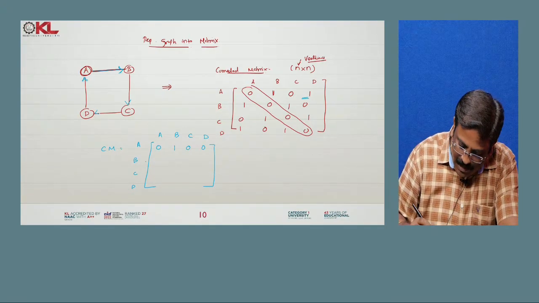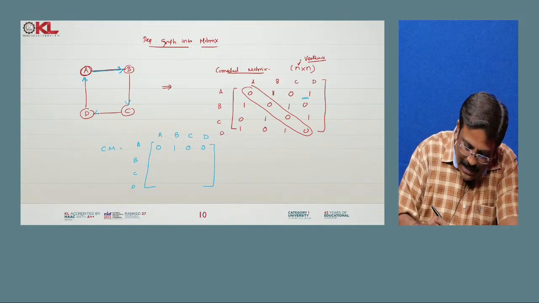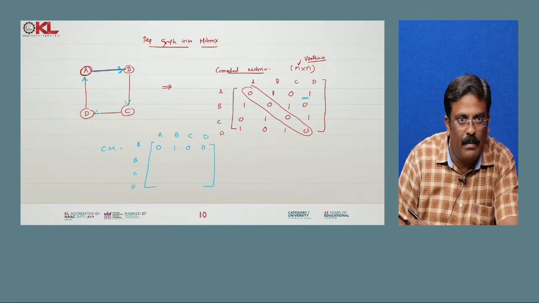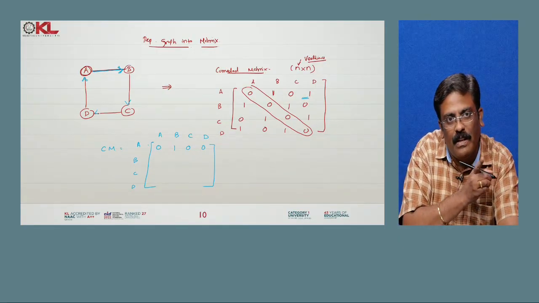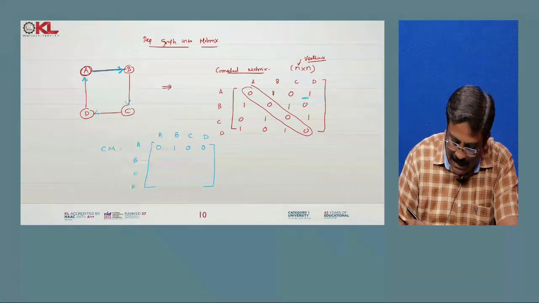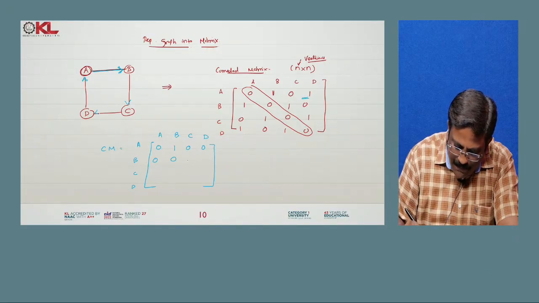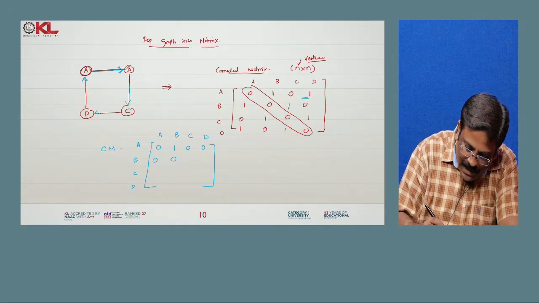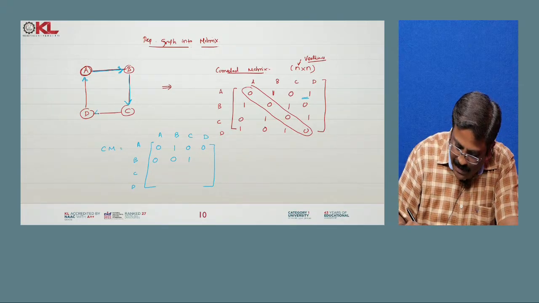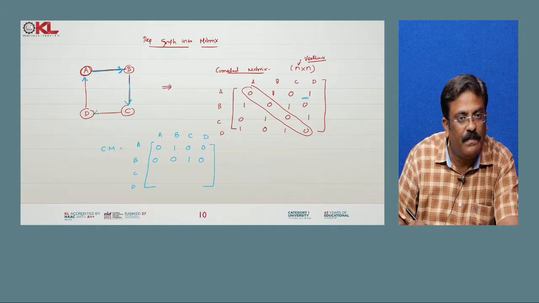Okay. Now what about B to A? There is no B to A edge; only A to B is available, because the direction goes from A to B, and there is no direction from B to A directly, so B to A is 0, and B to B is 0. And what about B to C? Of course there is a connection from B to C, so we can write 1. And what about B to D? There is no direct connectivity, so we write 0.